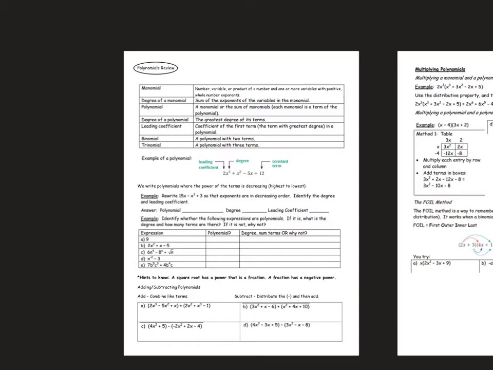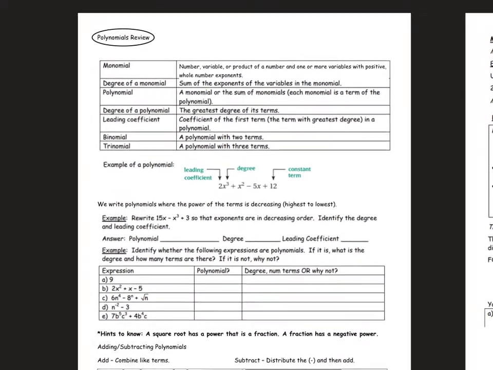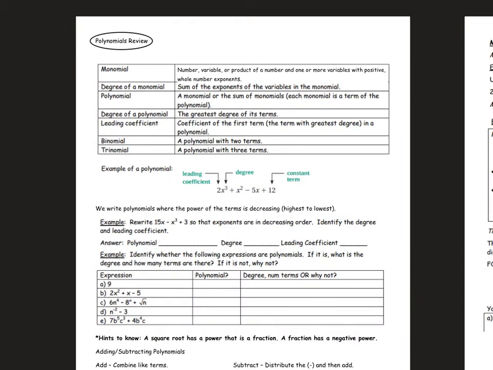So first, looking at a polynomials review from Algebra 2. Some quick definitions. A monomial is a number, a variable, or a product of a number and variables with positive whole number exponents. So your exponents have to be positive. They have to be real numbers. We're not talking fractions or anything. So you've got three different things you need to look for. It can be a number, it can be a variable, or it can be the product. Product, remember, meaning multiply.